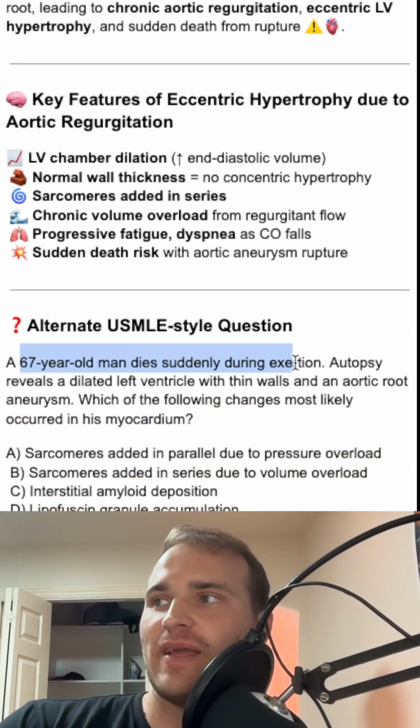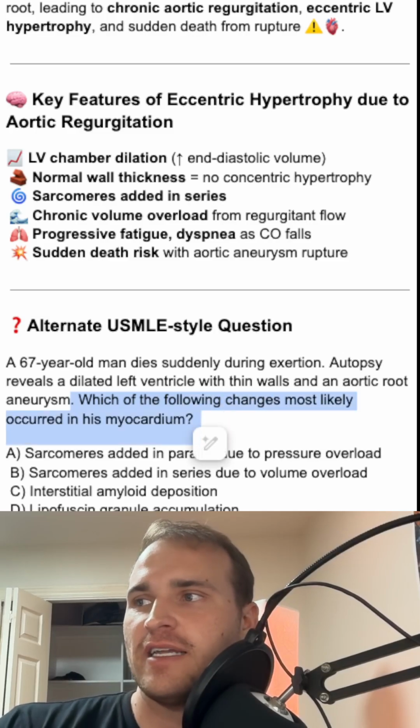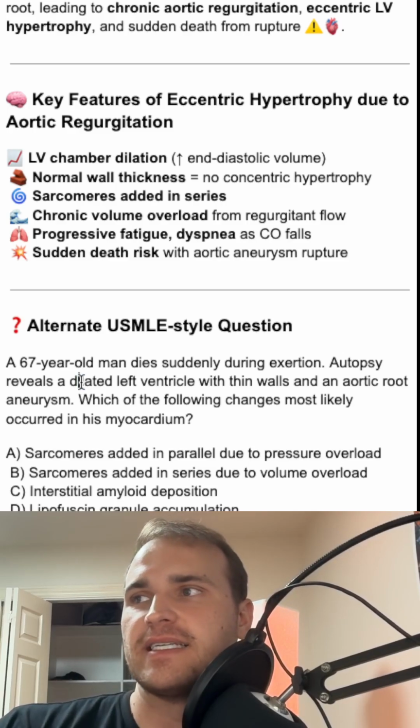So we got a 67-year-old man who dies. Autopsy shows a left ventricle that's problematic with thin walls and an aortic root aneurysm. What's the cause of the change? It's going to be your sarcomeres added in series or parallel. It's going to be series because it's a dilated left ventricle.